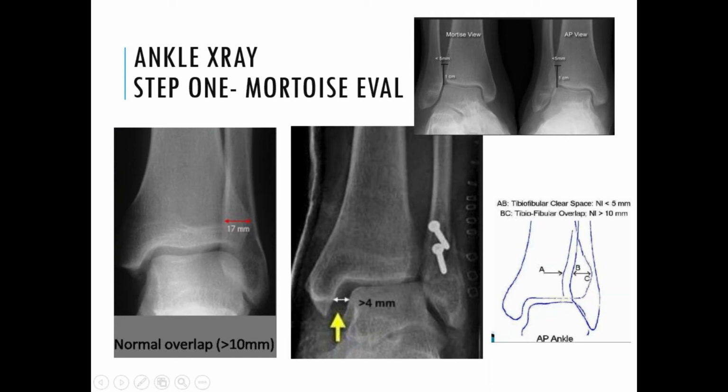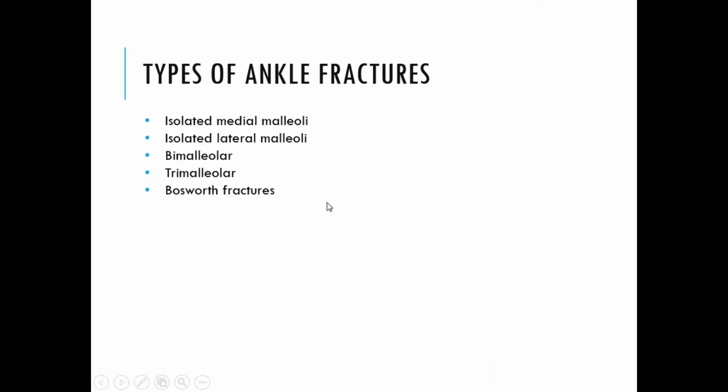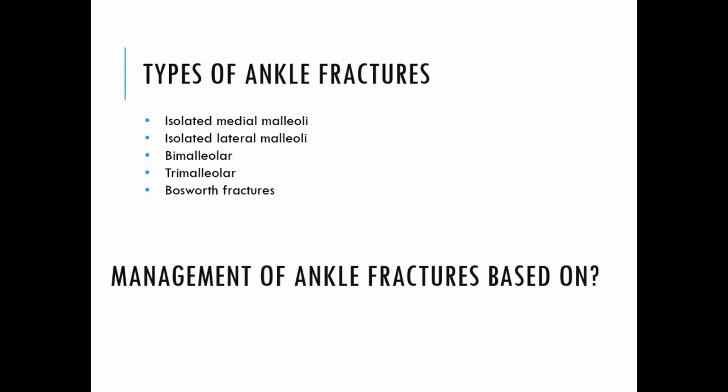And then you do this again, step 3, when you're looking at stress views, and we'll talk about that in a second. As I said, this is kind of where the Ottawa ankle rules came about. The things that you're concerned about are tenderness in the lateral or the medial mal or both, especially with bimals and trimals, etc.